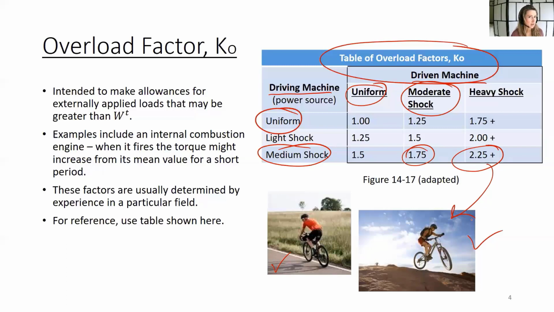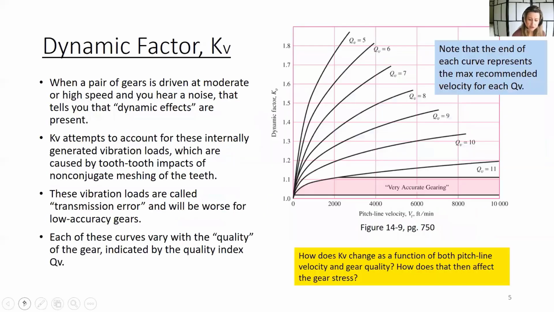Bike gears aren't actually gears. They're called sprockets because they don't mesh directly with each other. They mesh with a chain, but it's the same idea. Okay, so that's overload factor.